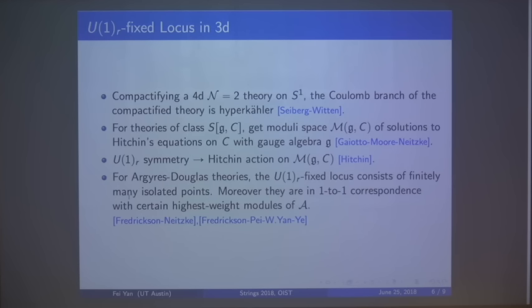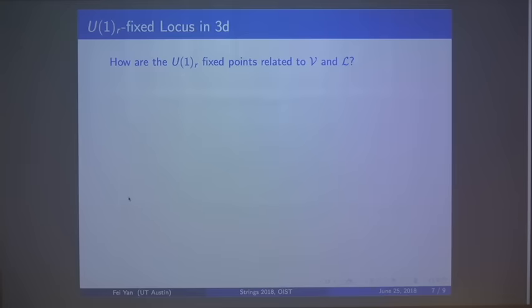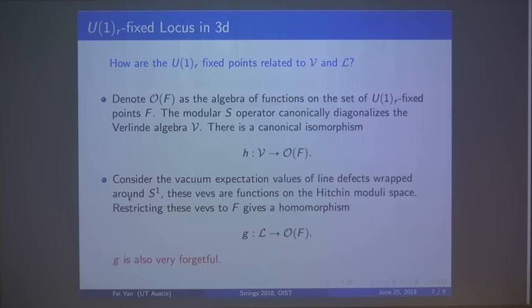So then you see there could be a potential relation of the fixed points with the line defect OPE algebra and the Verlinde algebra. Now how exactly are they related? Let's denote O_F as the algebra of functions over the U(1)_R fixed points F. As a well-known fact, the modular S operation diagonalizes the Verlinde algebra. Using this fact, and given the one-to-one correspondence between the U(1)_R fixed points and the highest weight modules of the chiral algebra A, we could construct a canonical isomorphism, which we call H, from the Verlinde algebra to the algebra of functions over the fixed points.